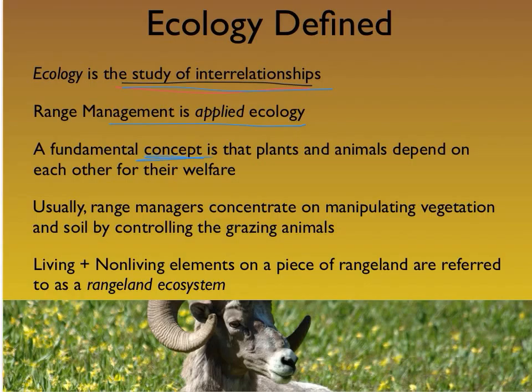So one of the things we start with is that plants and animals depend on each other for their welfare. That's one of the basic ecological relationships: plants are able to capture energy, animals are able to transfer that energy to themselves, and that is foundational to the job of managing range for all kinds of different services, not just for me, but as we'll discover later, for other services. So range managers usually think about the manipulation, and we'll discuss what that means in a bit, manipulating the vegetation and soil by means of animals that will consume that material.